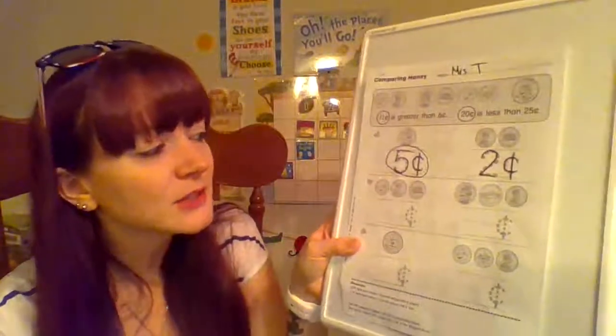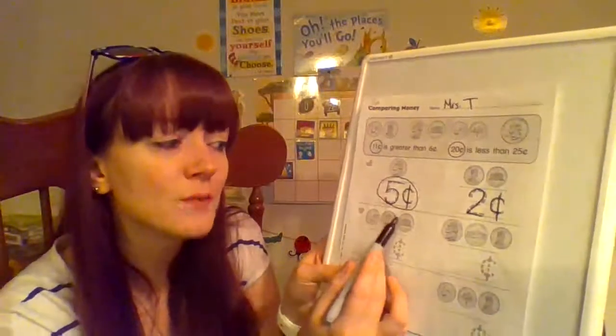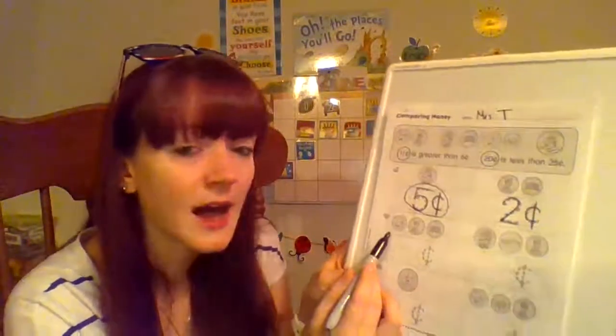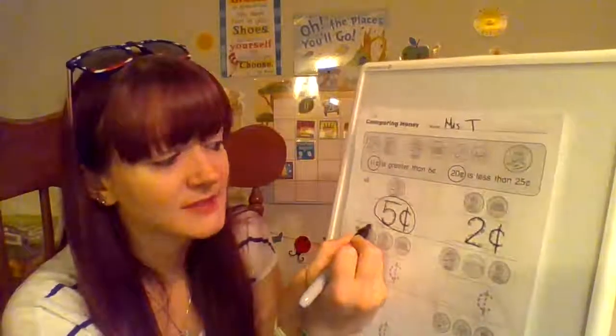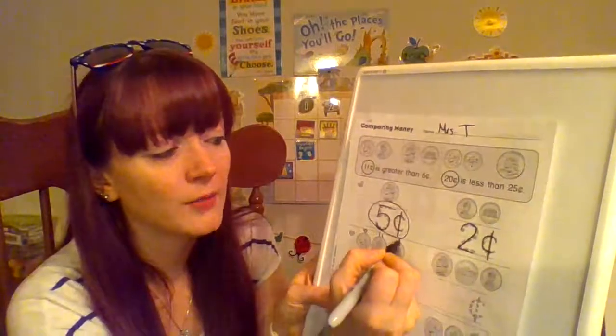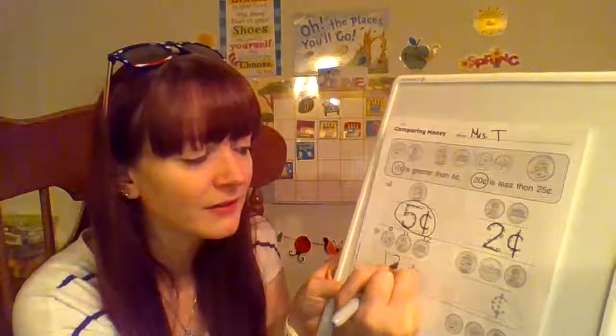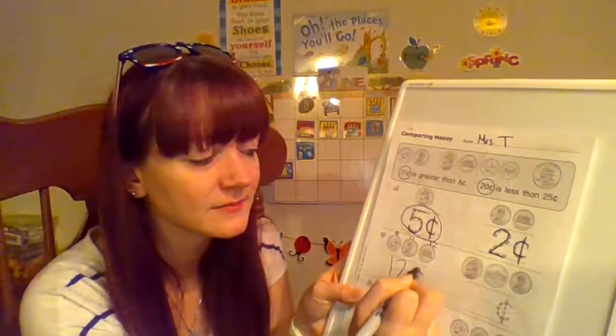Now, let's try it without their help. Let's look at the coins that we have first. We see a dime and 2 pennies. Remember, a dime is worth 10 cents. So that means I have 10. Add one more, 11. One more, 12. I have 12 cents.